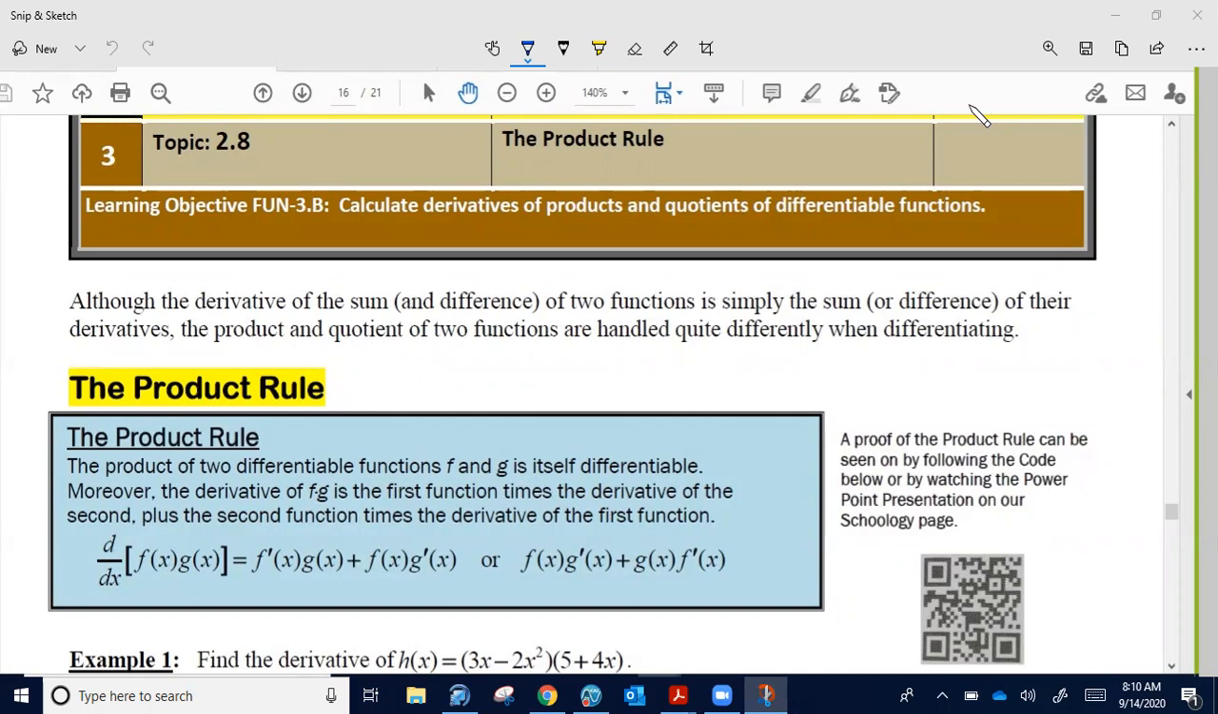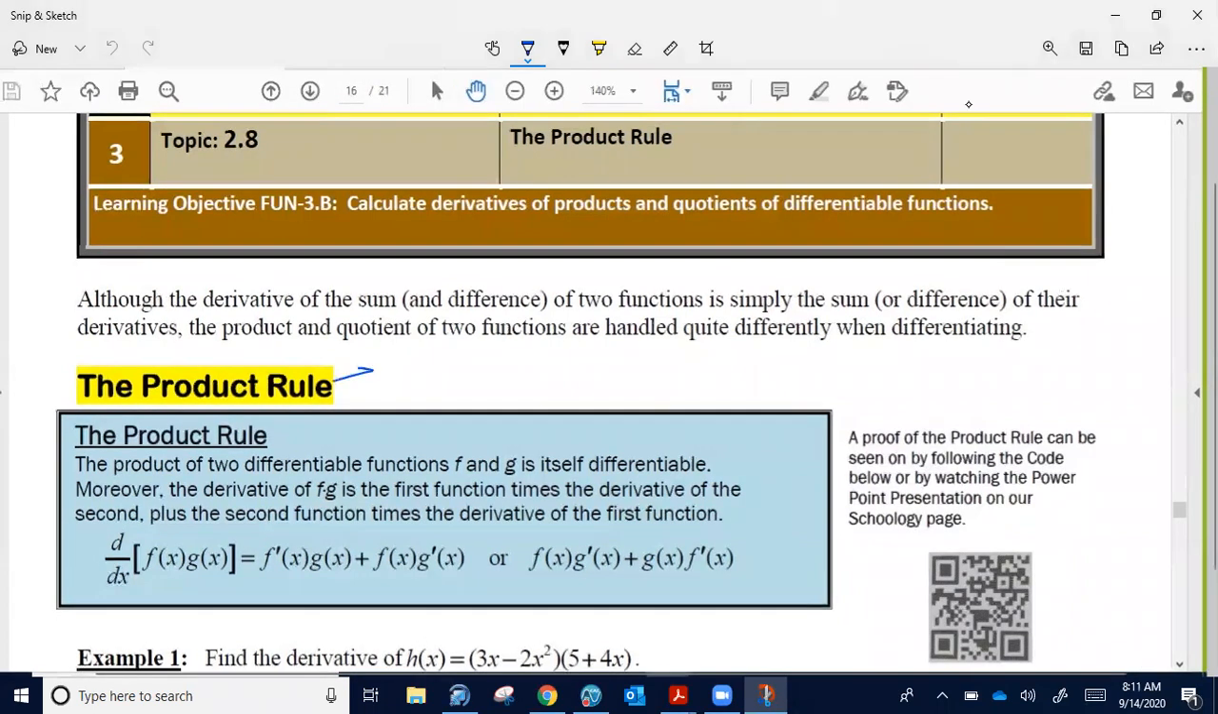Today we want to quickly run through what the product rule is. Product rule is powerful and different. This is what we use when we're multiplying terms together. So again, product rule basically helps us find the derivative when multiplying terms together. Hence, product means multiply.